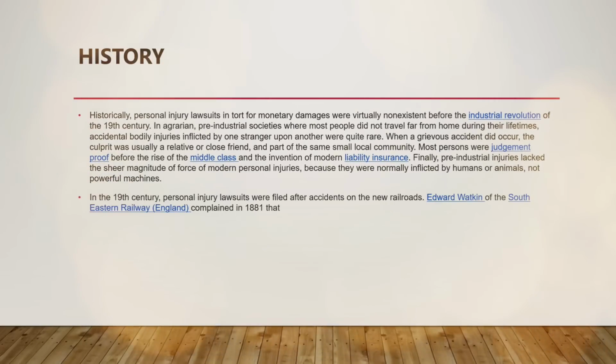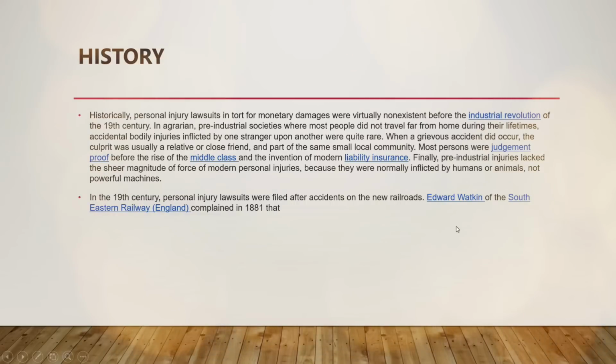This is the history. In the 19th century, personal injury lawsuits were filed after accidents on the new railroads.